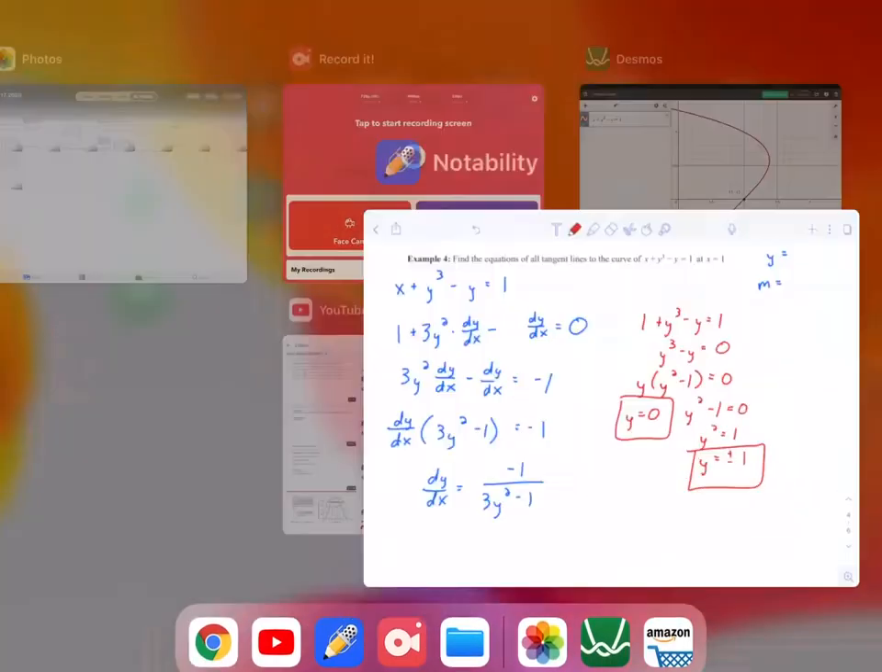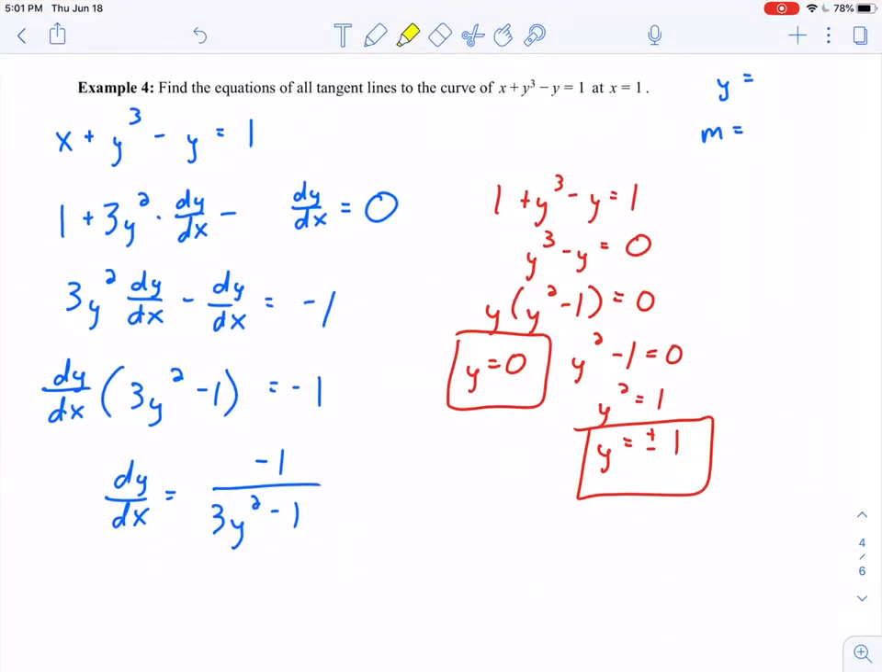And if you pay very close attention to the phrasing that I use, find the equations of all tangent lines. Easy thing to overlook. But I actually have 3 y values here. I've got y equals 0, y equals 1, y equals negative 1. My slope, well, I don't know, because that depends on all of my different y values here.